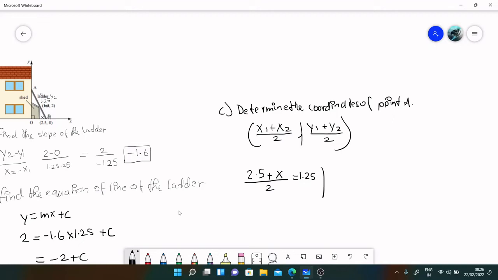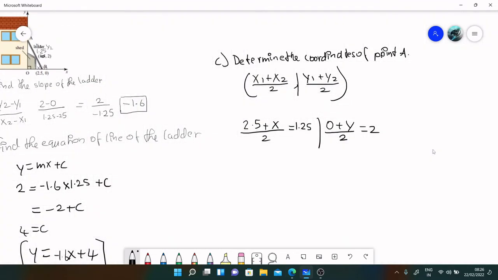So we'll write it like this. And the same goes over here: adding 0 to something divided by 2 is giving you 2. So we need to make x and y the subject of the formula and find our answer. By that, I mean do this. Move 2 to the right side. That's going to give us 2.5. So x equals 2.5 minus 2.5. So the x of A would be 0.